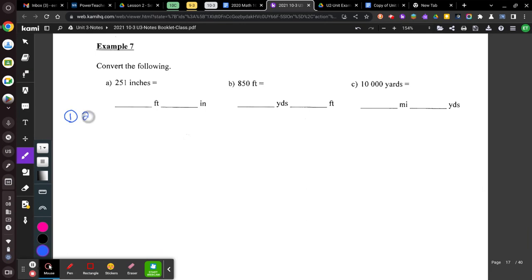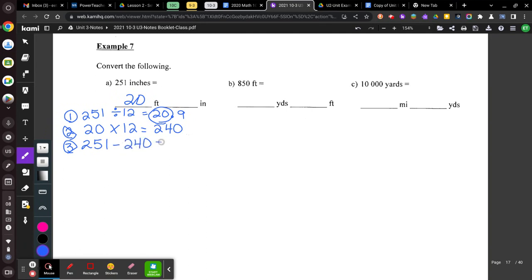Step 1, take your original 251. We're dividing by 12. We're going to get 20.9. The number I want is my 20. That's the number that goes to step 2. Now I times it by 12 to give me 240. That's the number that goes to step 3 that I subtract from my original 240. And that gives me my leftovers. Okay, my leftovers go to my last blank.